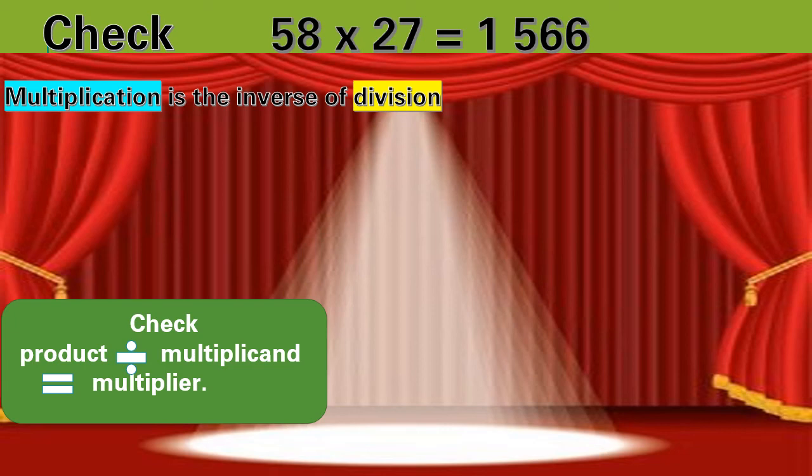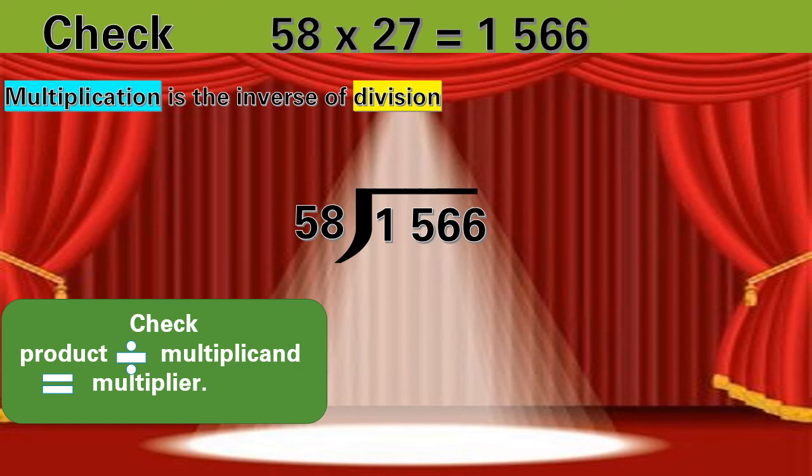But in this case, we're going to do the product divided by the multiplicand, which should give us back our multiplier. Once we get back our multiplier, we know that we solved our problem correctly. Let's go ahead and divide. 1,566 divided by 58. How many groups of 58 can you get out of 1? Cannot work. You need to make the number a little bit larger. Let's move to the next number.